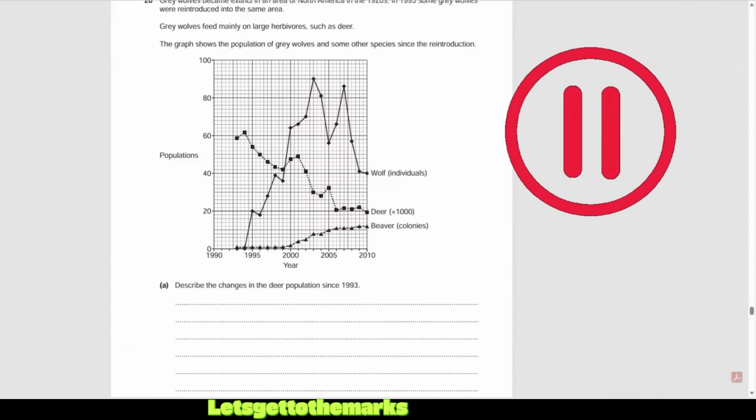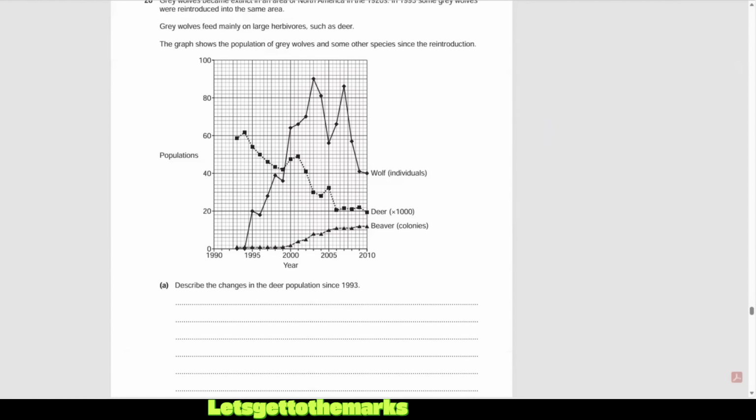Okay, so the question was calculate the percentage increase in the wolf population between 1995, which is over here, and 2003. And we're looking at the wolves only, which is this line here, if you are wondering. That's the wolf individuals. So this is individuals, so it's not 20,000. Our initial wolf population is 20. So we want to say initial wolf pop equals 20.